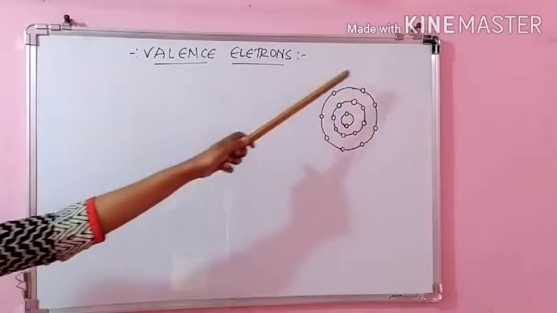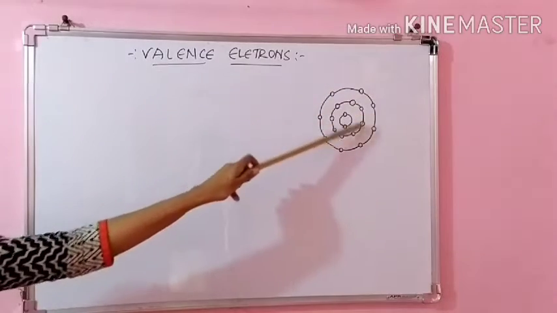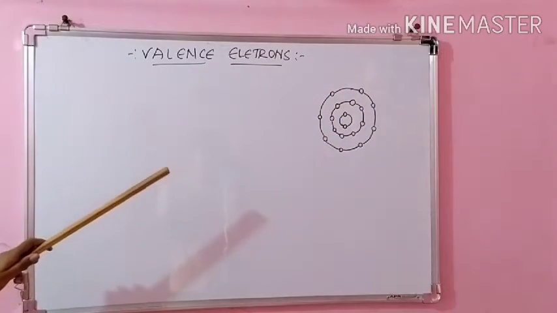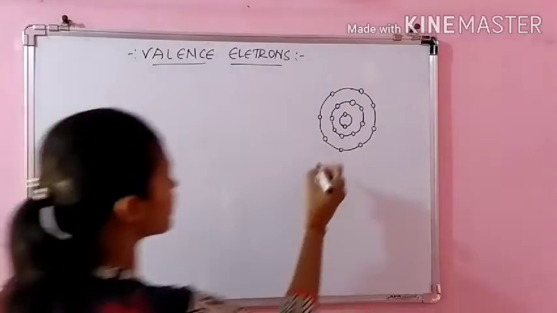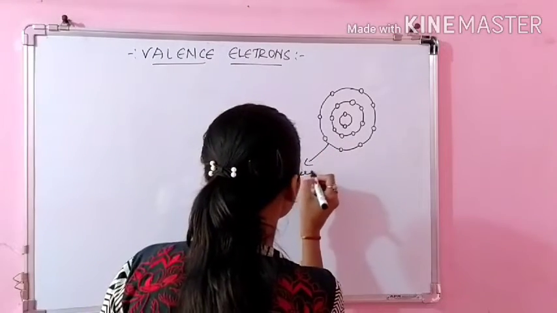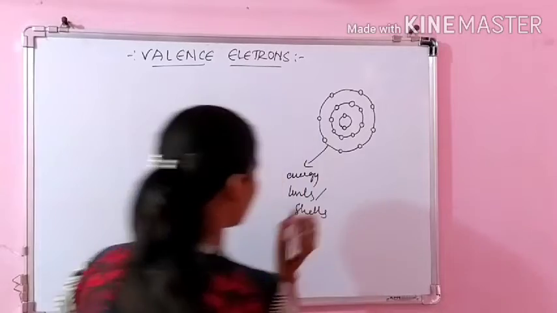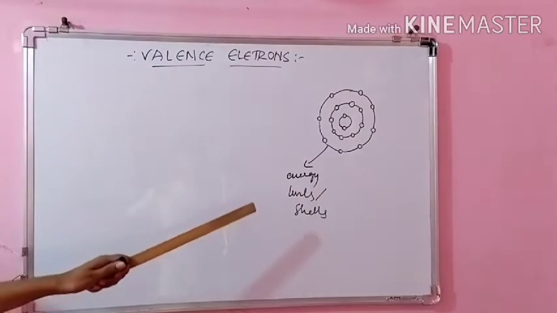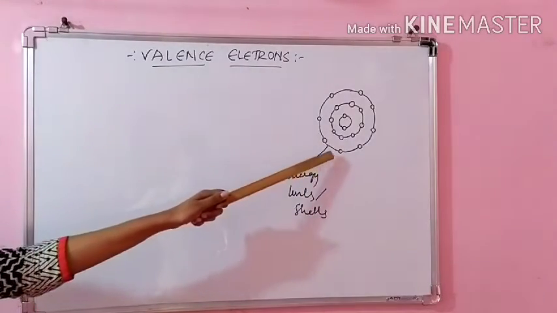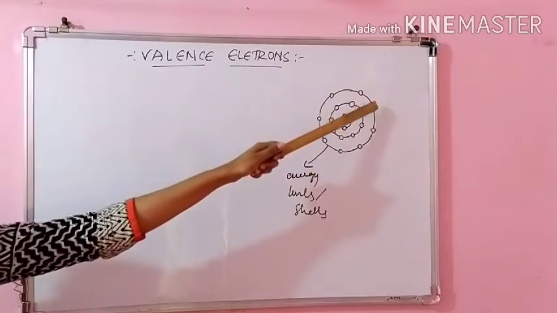Here, these circles represent the energy levels. You can also call them shells. These are energy levels or shells. And these empty spots that I have shown, what are those for?